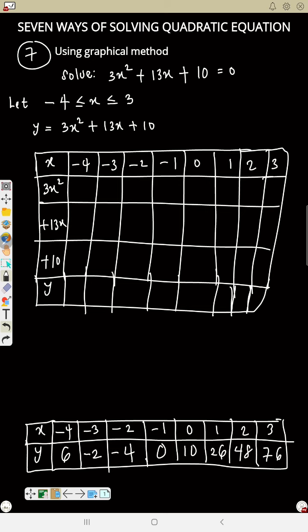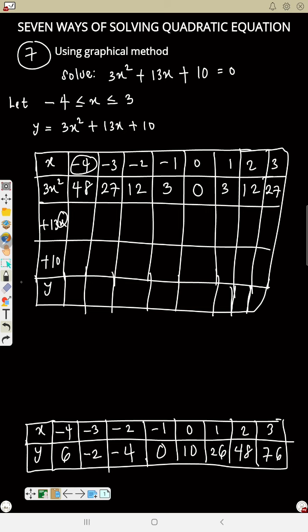Now let's fill it. When x is -4, put it here. So -4 squared is 16. 16 times 3 is 48. When x is -3, put it here. -3 squared is 9. 3 times 9, 27. Then -2 squared, 4. 3 times 4, 12. Minus 1 squared, 1. 3 times 1, 3. Put 0. Everything is 0. Put 1. 1 squared is 1. 3 times 1, 3. Put 2. 2 squared is 4. 4 times 3, 12. 3 squared is 9. 9 times 3, 27. So you have filled the first one.